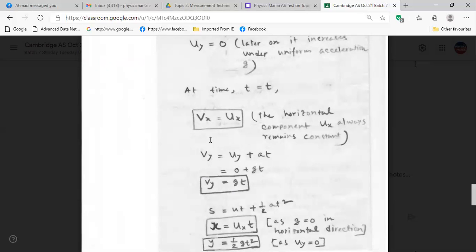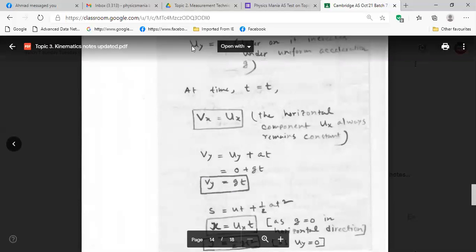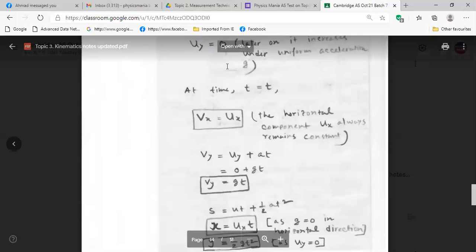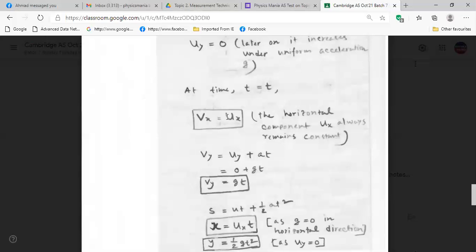Okay. So previously the vertical component uy was 0, but now vy will increase. It has some value. What will be the value we calculate here? We had uy 0, right? Yes, sir. The uy means the initial velocity component, the vertical component uy is 0.